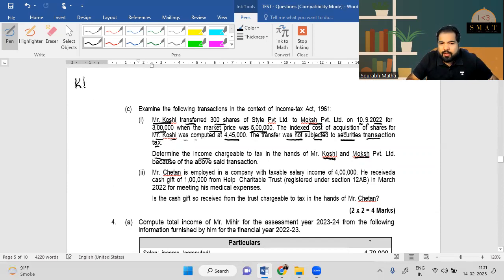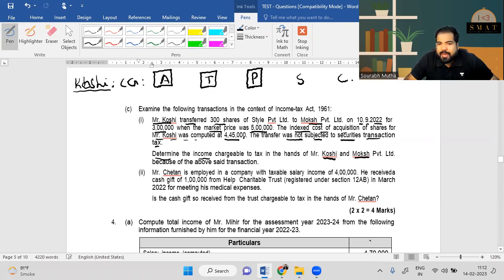Guys, Koshi is the transferor. He is the person who's transferring. So in his hands, there will be capital gain. I'm writing A, T, P, S, C. Then we will go to Moksh. So first is A. Are you transferring an asset? Yes, unlisted shares. Are you selling them? Yes, you're transferring it. What is the period of holding? We don't know, but seems like long term because it's index cost. How much are you selling it for? You're selling it for 3 lakh rupees.